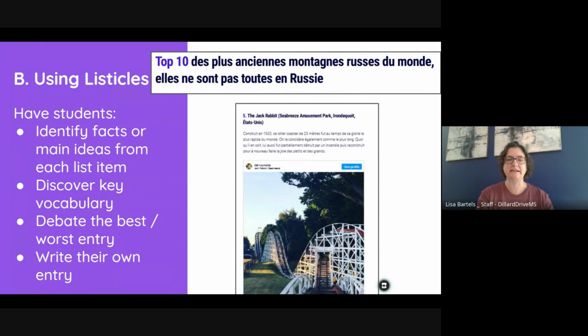Here's another example, les 10 des plus anciennes montagnes russes du monde, the 10 oldest roller coasters in the world. And so I could ask students to go through and rank these from oldest to newest, identify facts about them, discover key vocabulary, ask them to rank them in order of what they would want to ride on, debate the best and worst, and you could ask them to write their own entry for a listicle. So let me pop back there. So these are a great way to introduce vocabulary and very easy to find, very easy to use with your students for both reading and writing.